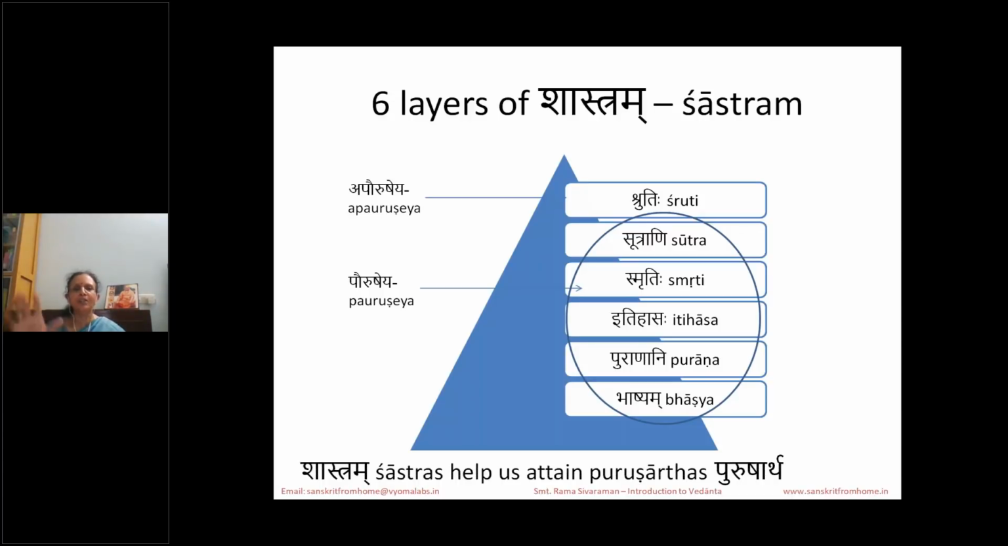So basically, what is the connection? Why did we speak about Shaastram? Shaastram helps us attain all these Purusharthas that we talked about. The beauty of Hinduism is, if you want to go after Dharma, Artha, Kaama, the Shastra says, please do so. Go ahead. I have solutions for you. I have prescriptions for you.